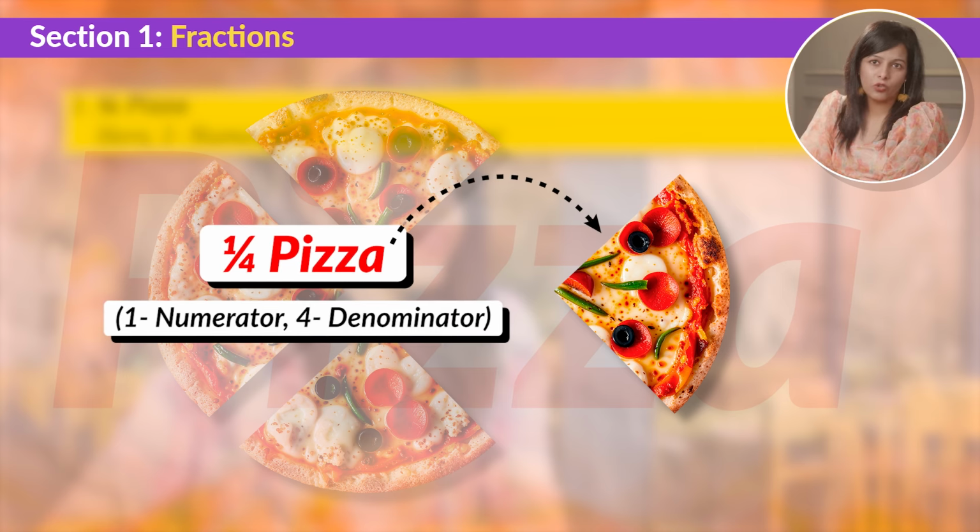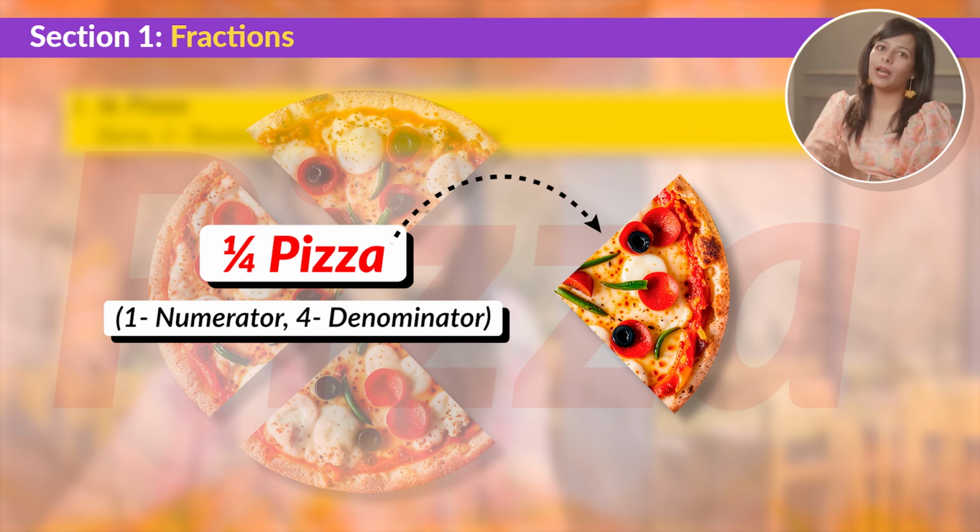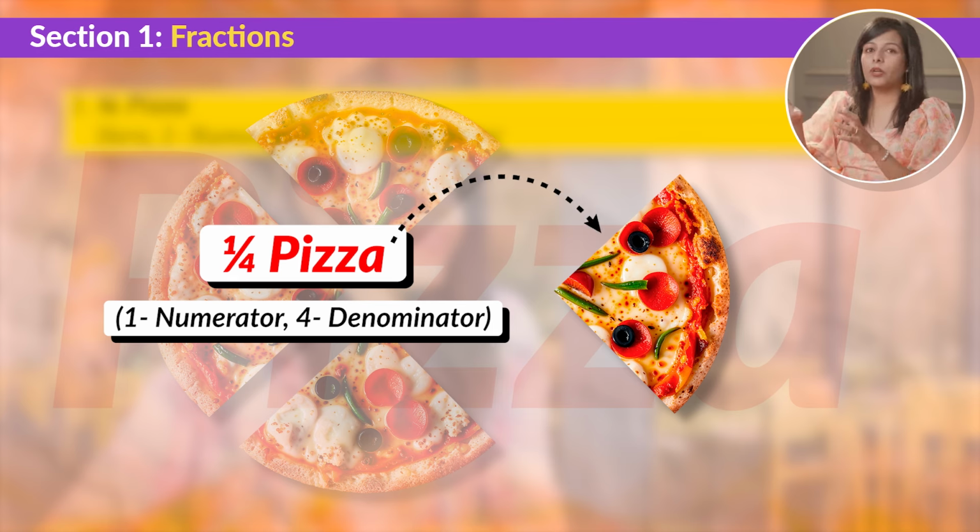Here, 1 is your numerator. It tells you how many parts of the whole you have. And 4 is the denominator. It tells the number of equal parts that make up the whole. A fraction simply means how many parts out of how many total.